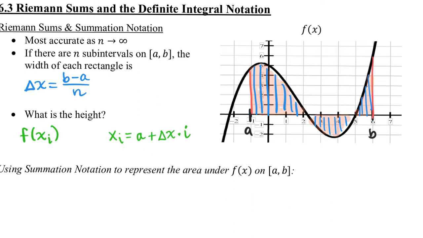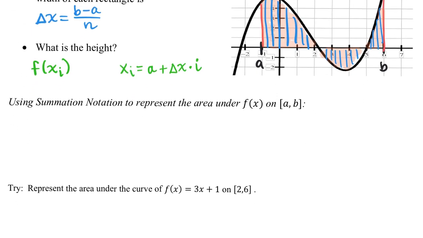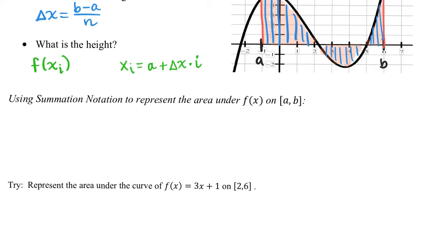Now, what is my goal here? I'm trying to add up all these infinitely skinny rectangles to get a representation for the area under the curve of f of x from a to b. So I'm going to use summation notation, and I'm going to write it a few ways using the information we just figured out.